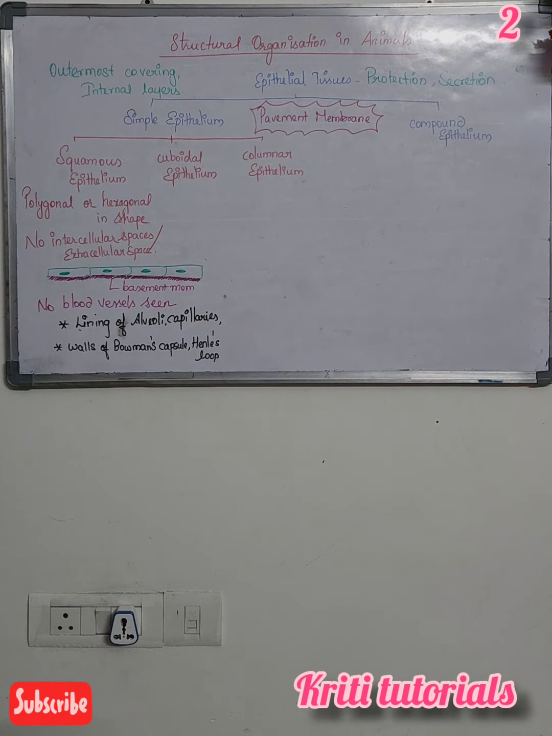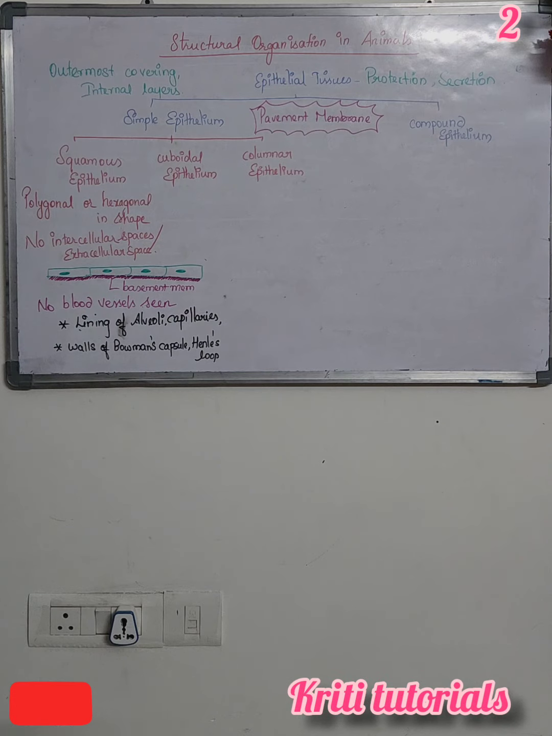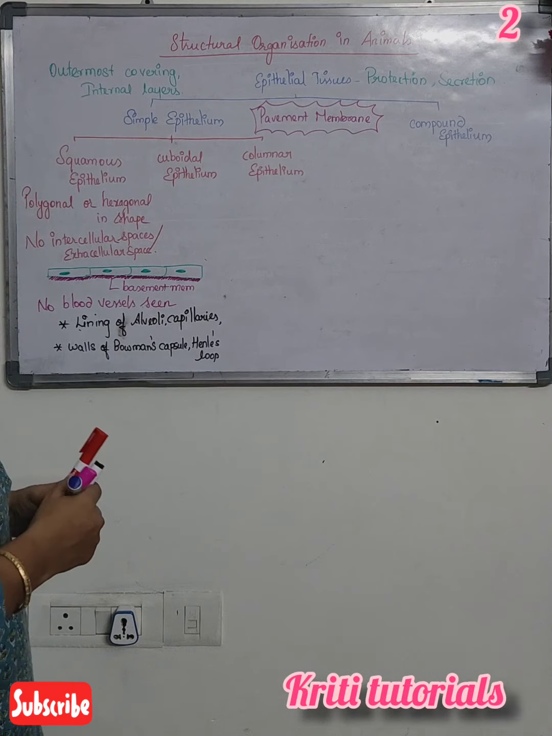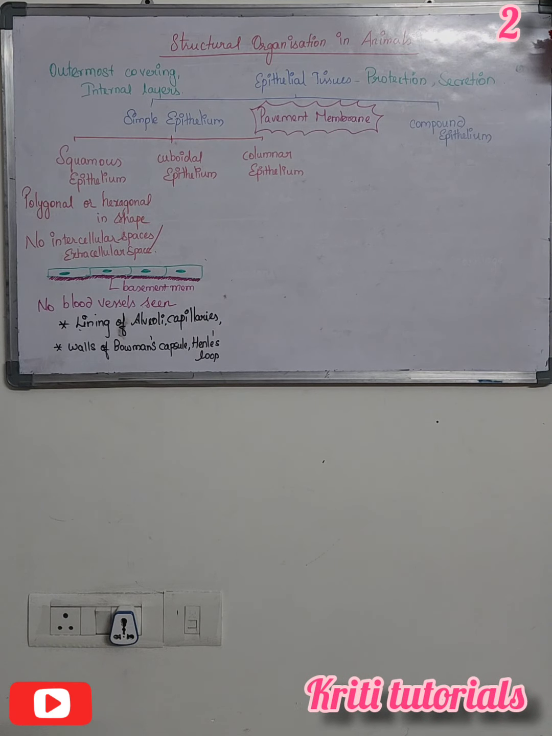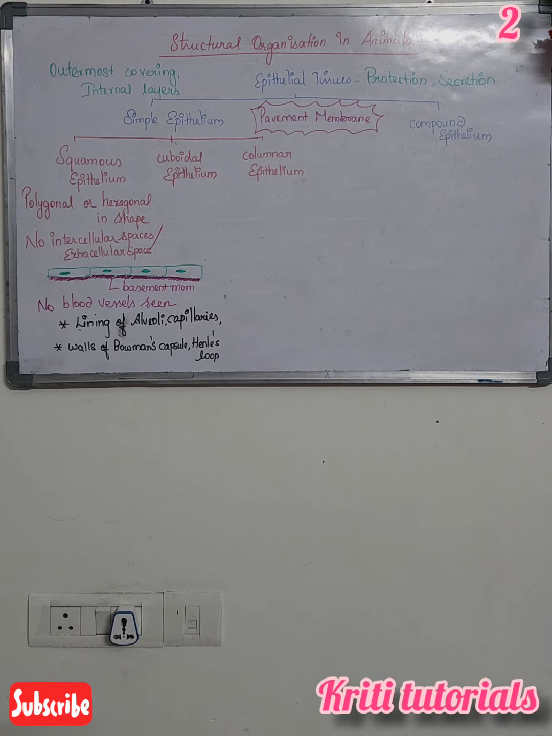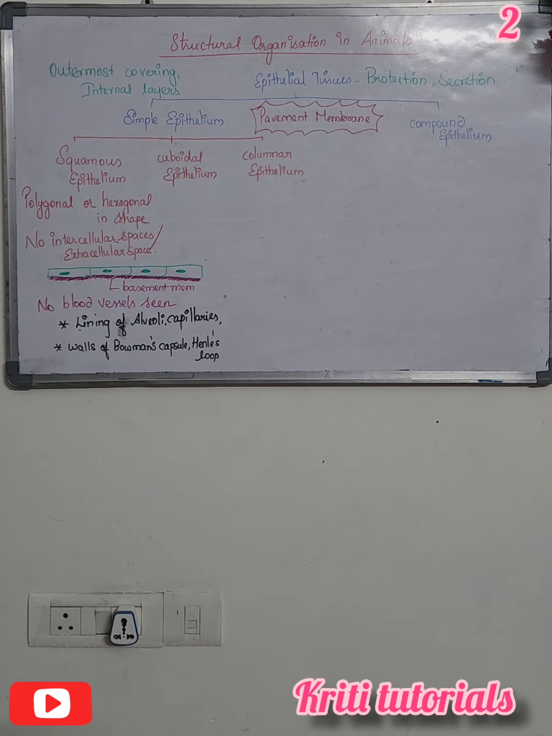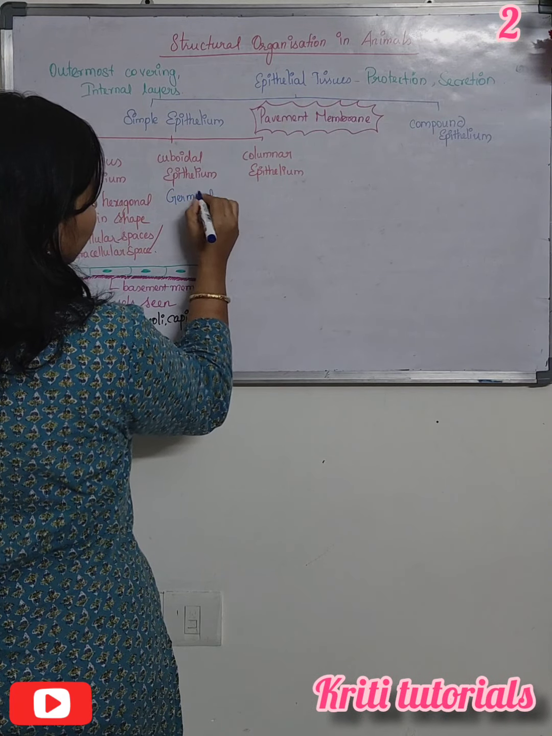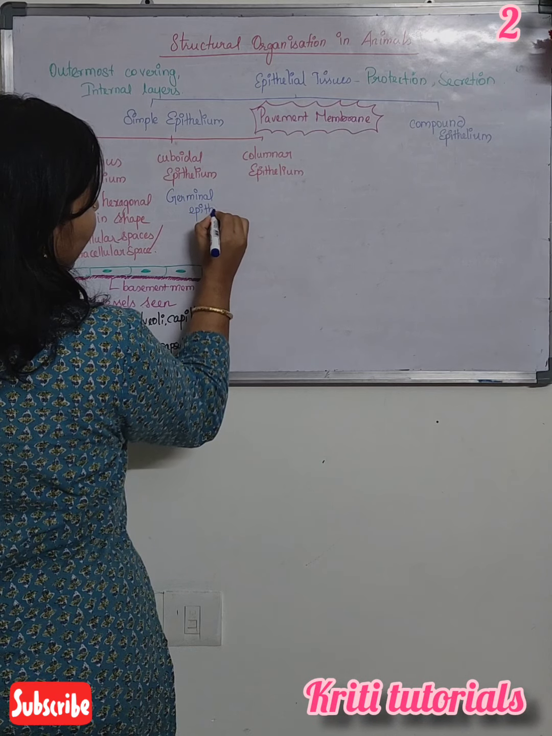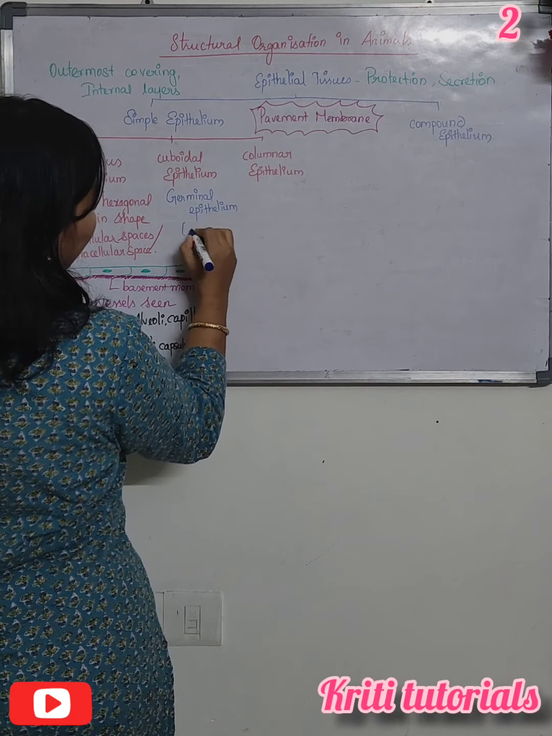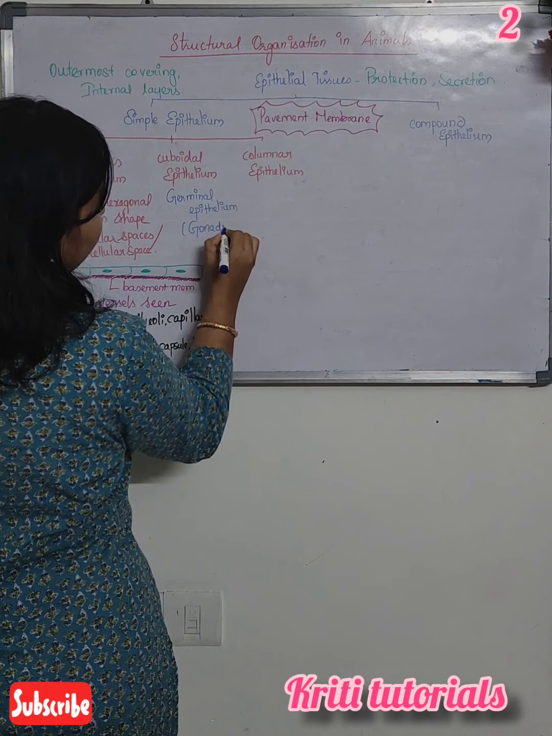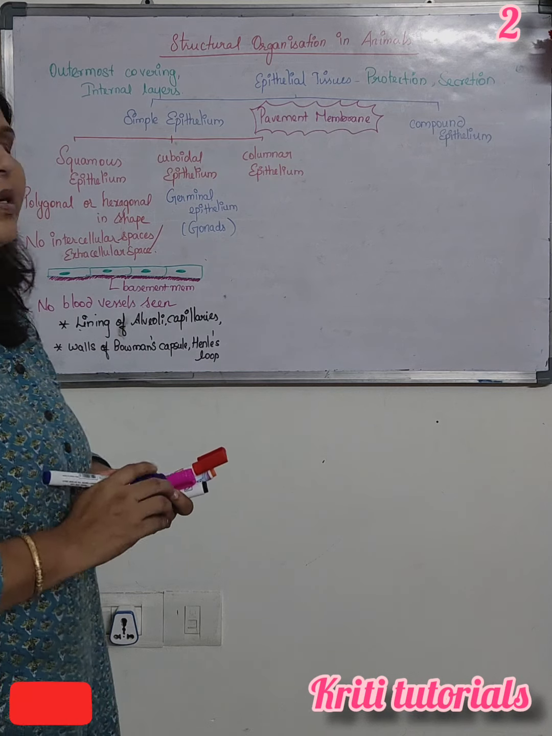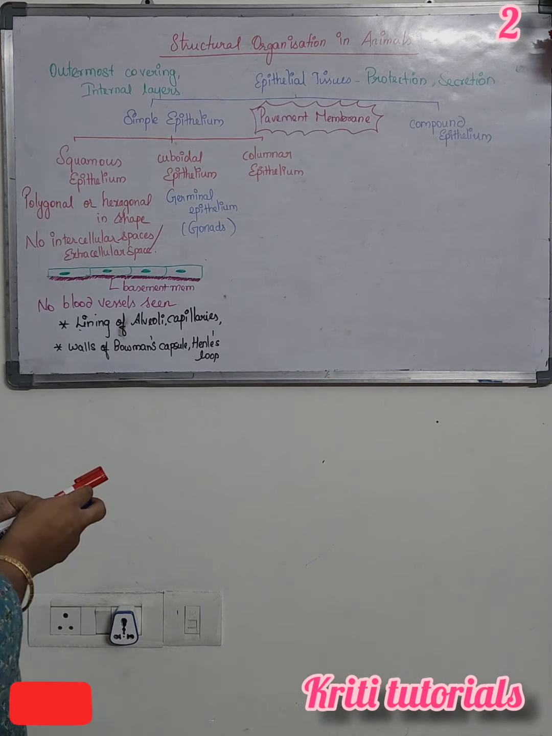So this is about the squamous epithelial tissues. Then coming to the next one, it is cuboidal epithelial tissues. These cuboidal epithelial tissues are also called germinal epithelium, as they are present on the gonads. Gonads are the reproductive parts. So this cuboidal epithelium is also called the germinal epithelium.